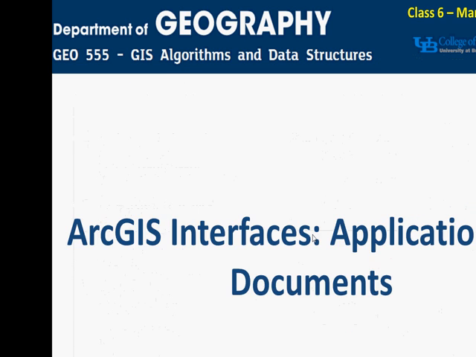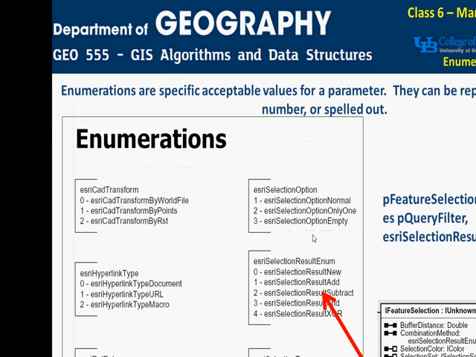And then finally, I mentioned this early on, enumerations are where there are specific values acceptable only for a parameter. You can look in the help, and you can represent them with a number or with an enumeration spelled out like we see here. So one example I had given is if you're creating a new shapefile, you need to indicate whether it's a point, line, or polygon. That would be done with an enumeration.